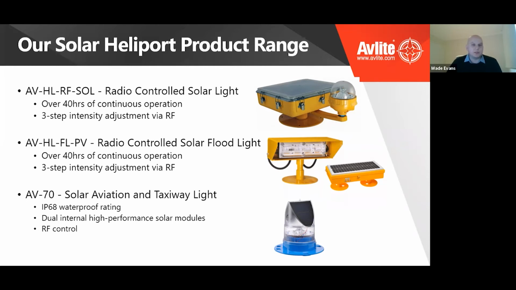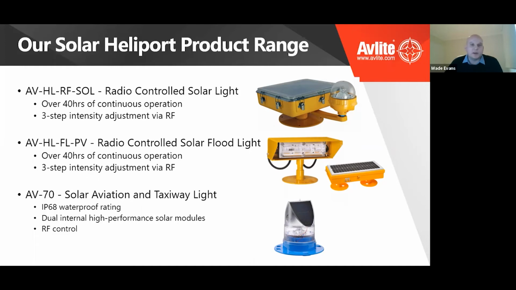At the top there, we're talking about the radio-controlled solar perimeter light. Has over 40 hours of continuous operation, three-step intensity adjustment via the RF controller. And that really allows you to be able to control and independently modify the intensity of that fixture. Once again, it comes into its own in those regional and remote locations.